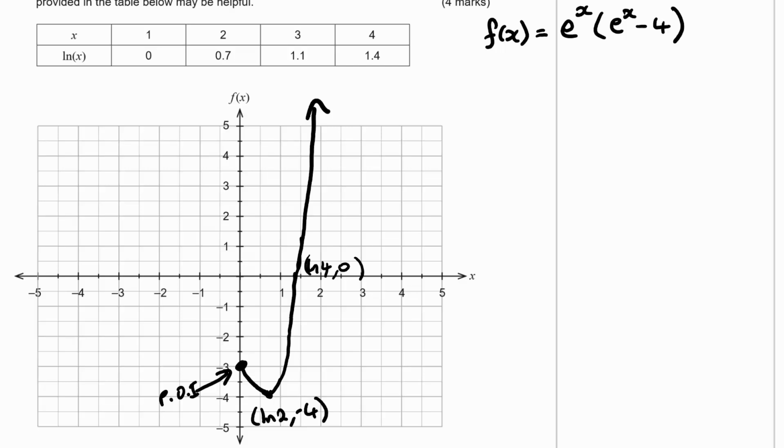Now, as to what happens to the left, it might be handy to think about this in the form e to the 2x take away 4 e to the x. When x is negative, as x tends to negative infinity, both of those are going to tend to 0. Now, we know there's no other x-intercepts, so the only other thing that can happen here is for this to become an asymptote.